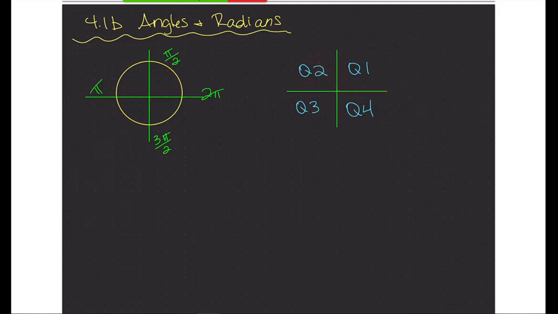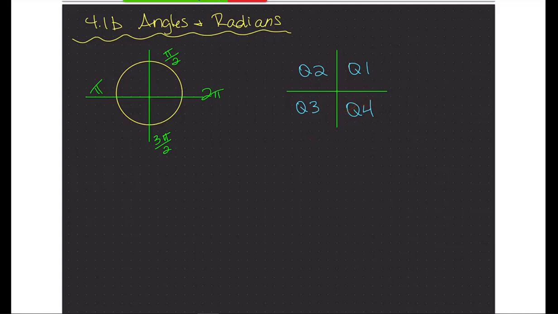Good job. Sometimes I don't know if you don't know it or if you're just sleeping on me. You've got to speak up a little bit. If my angle is in quadrant 3, what's it going to be between? 180 and 270. And if I'm in quadrant 4, my angles are going to be between 270 and 360.